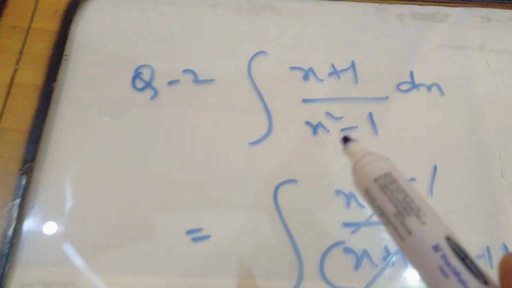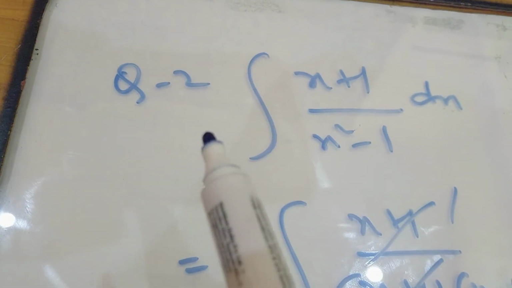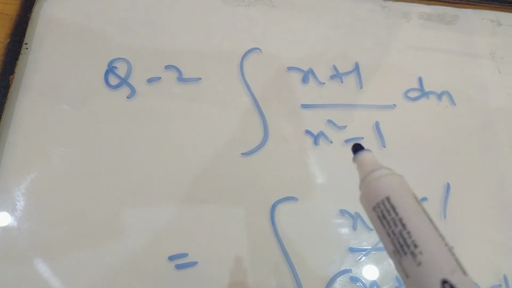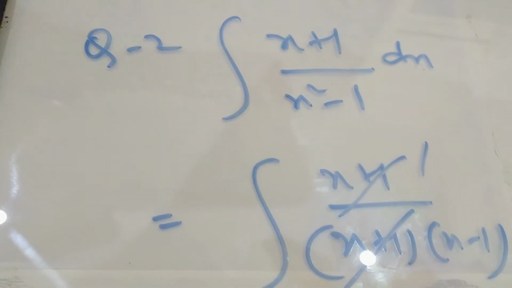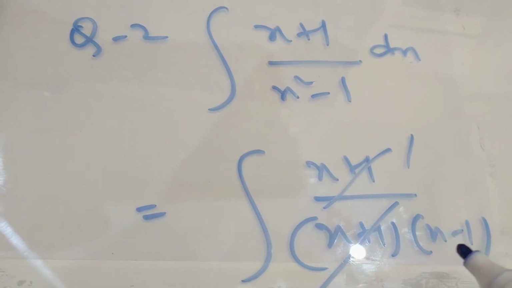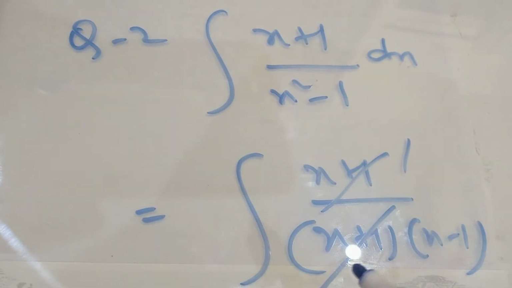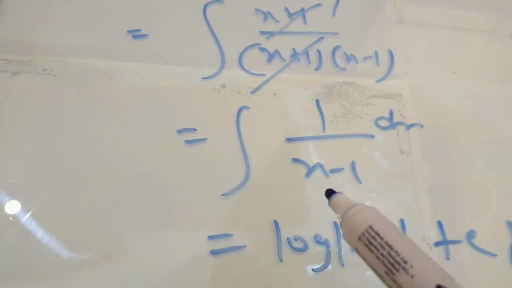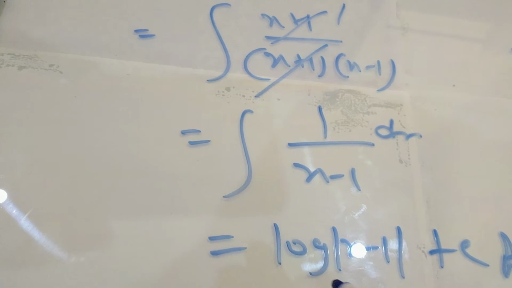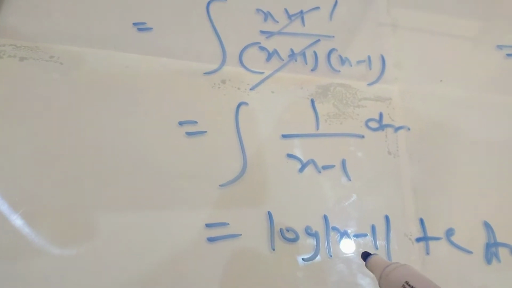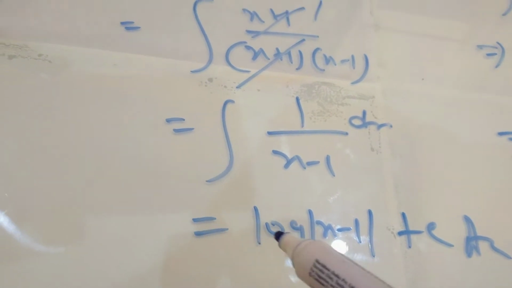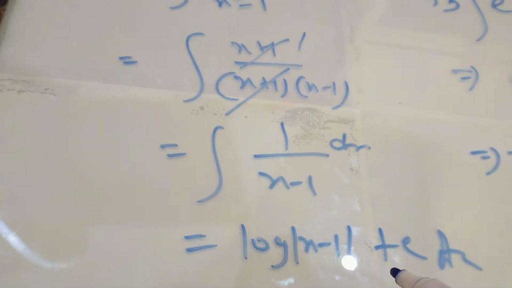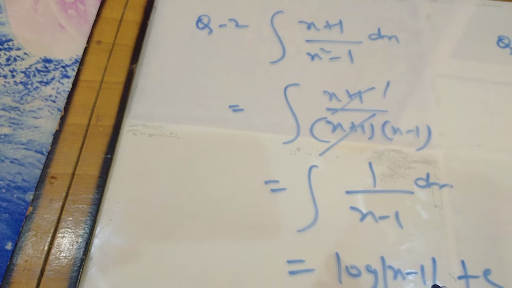Now question number 2: integration of x plus 1 upon x square minus 1 dx. Here I applied the formula of a square minus b square. So it gives two factors, x plus 1 and x minus 1. X plus 1 is cancelled out, so 1 upon x minus 1 will remain here. So integration of 1 upon x minus 1 will give the result log of x minus 1. The coefficient of x is 1, so no need to write anything else in the denominator. So log of x minus 1 plus c is the answer for this particular question.